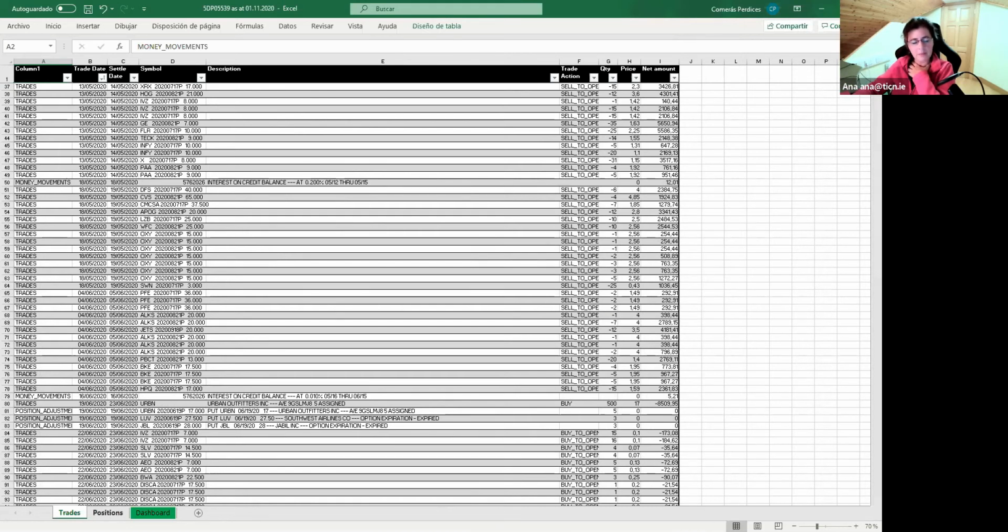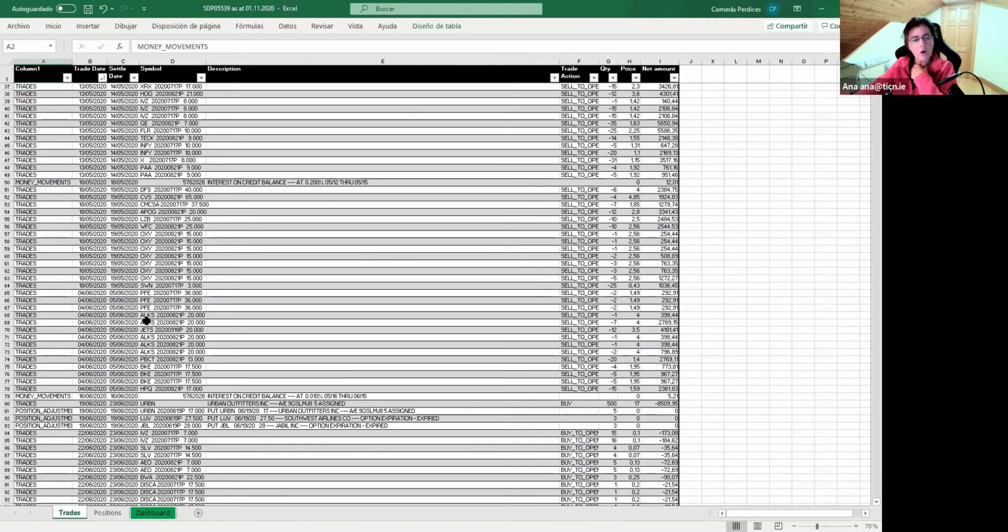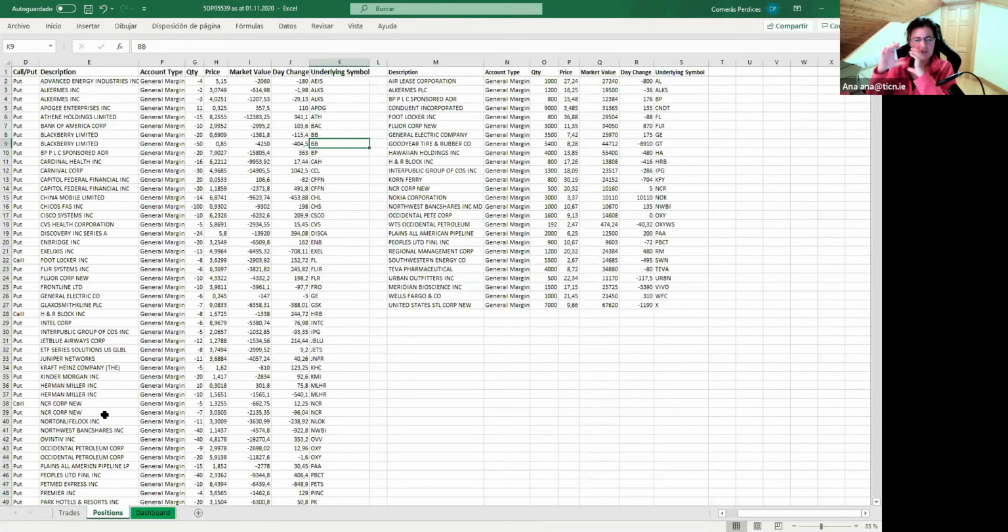The second tab is positions. This is a photograph. In trades, this is a whole movie of everything that has happened so far in the account that we are under consideration, under study. Positions is just a photograph. The day that the dashboard was updated or created, these were the positions in the account under consideration.